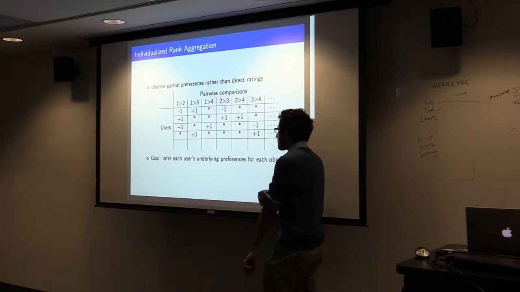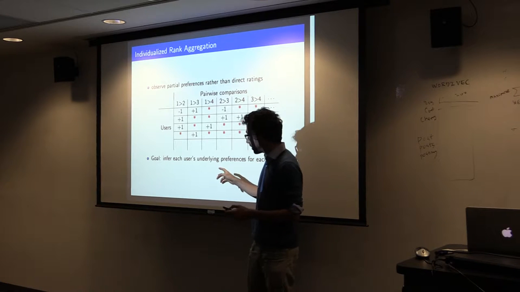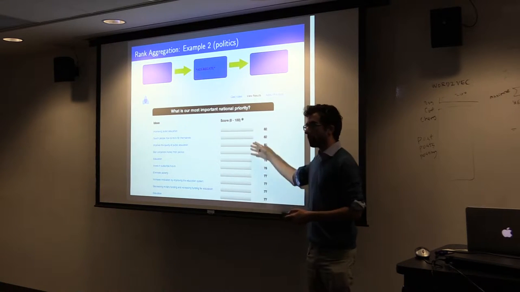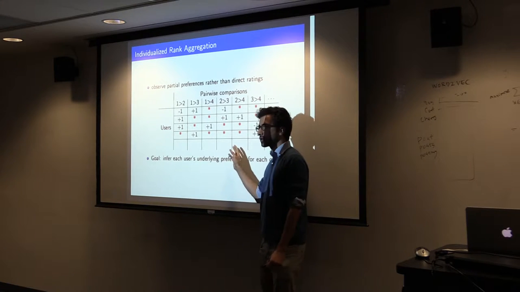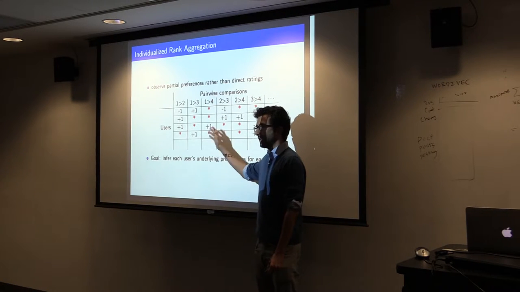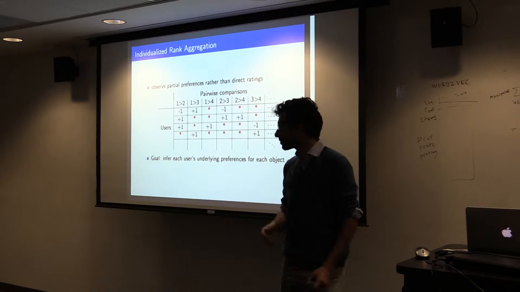And then the goal here is to infer each user's score. So here we inferred a global score across all users. Here we want to infer a score for each user, for the specific items themselves.